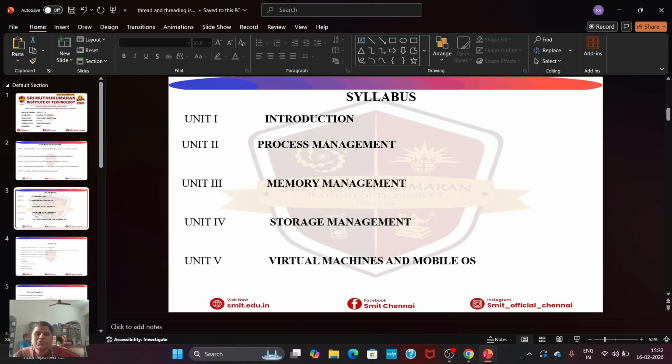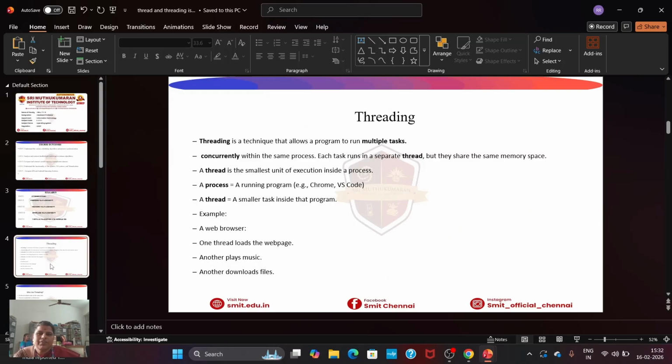Syllabus covered. Unit one: introduction to operating systems. Unit two: process management. Unit three: memory management. Unit four: storage management. Unit five: virtual machines and mobile operating systems. In this lecture, we are going to see the threading concept.